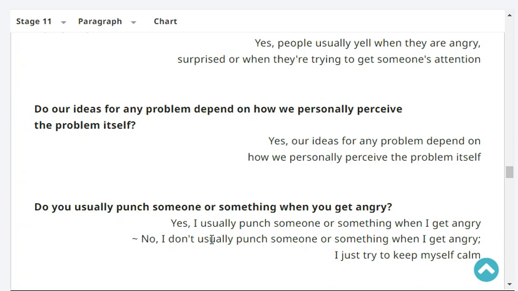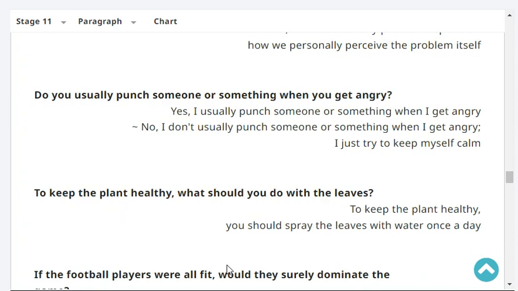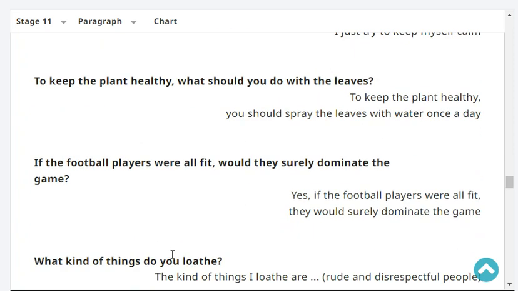Right? Do you usually punch someone or something when you get angry? Yes or no? No, I don't usually punch someone or something when I get angry. I just try to keep myself calm. Very good.